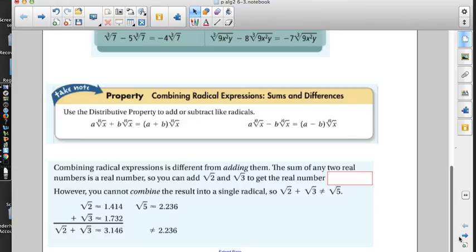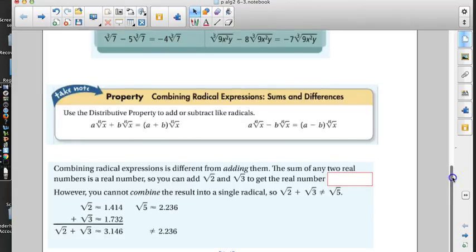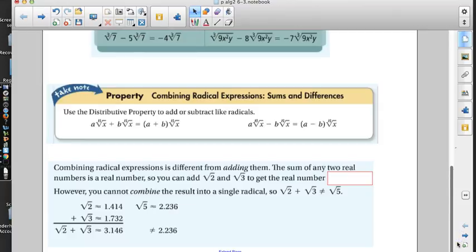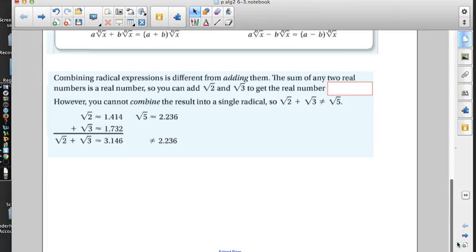So combining radical expressions is different from adding them. The sum of any 2 real numbers is a real number. That's called closure, by the way. It's one of the properties that your geometry book skips, but in closure, what we learn is that when you add 2 real numbers together, you get a real number. When you subtract 2 real numbers, you get a real number. When you multiply 2 real numbers together, you get a real number, etc. So we can add the square root of 2 and the square root of 3 because they are real numbers.